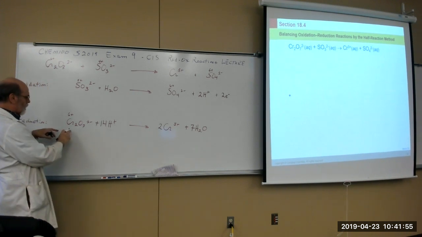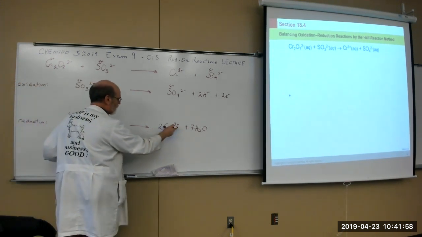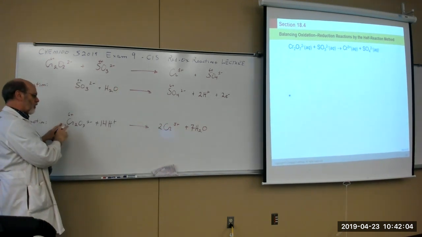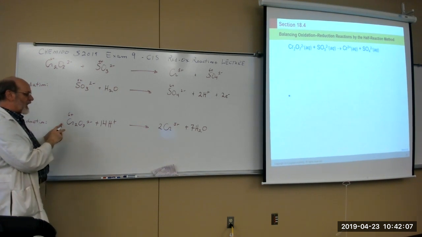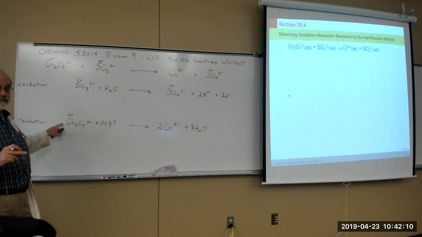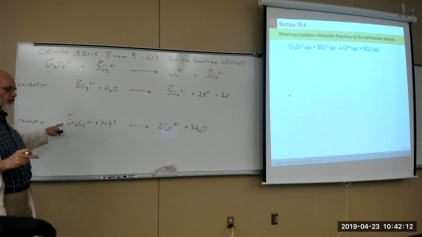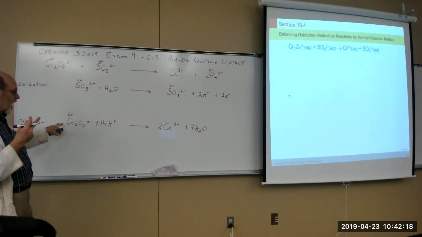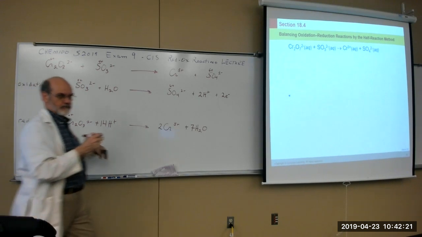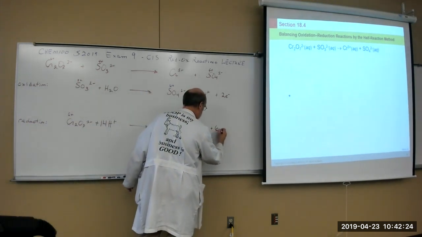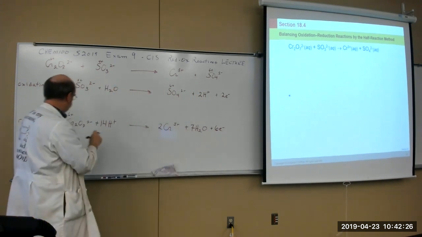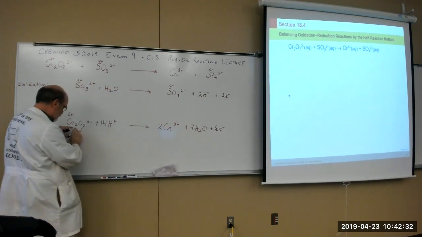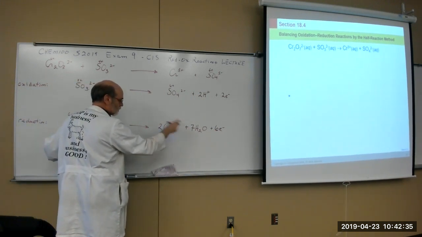Okay. For this one, we've gone from 6 plus to 3 plus. Right? So for each chromium, we had to gain 3 electrons, right? We gain 3 electrons for each chromium, but how many chromiums do we have? We have 2. So we actually gain 6 electrons. Gain 3 for each chromium, but there's 2 of them. So we need 6 electrons.